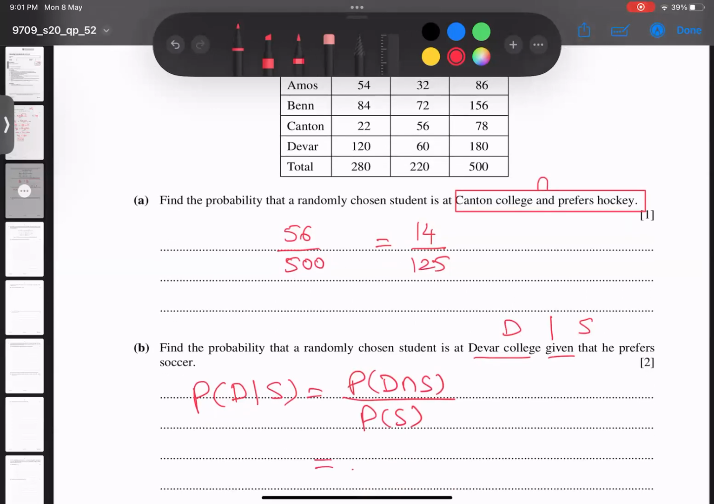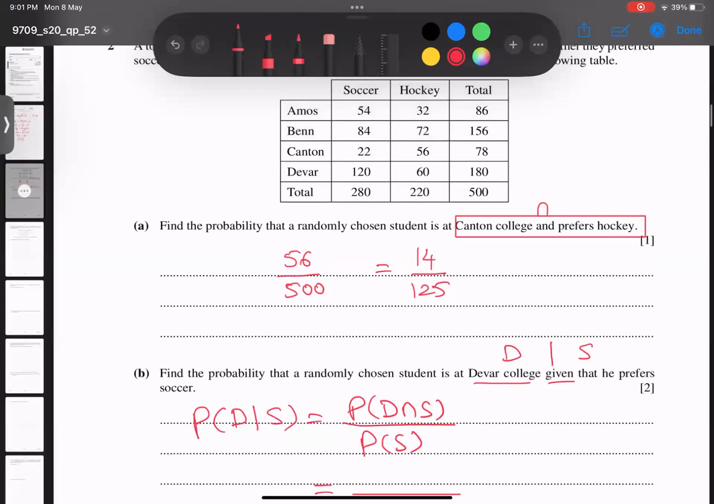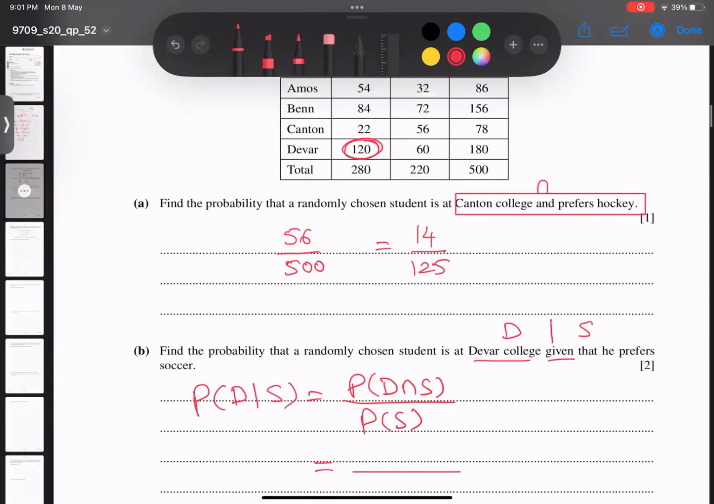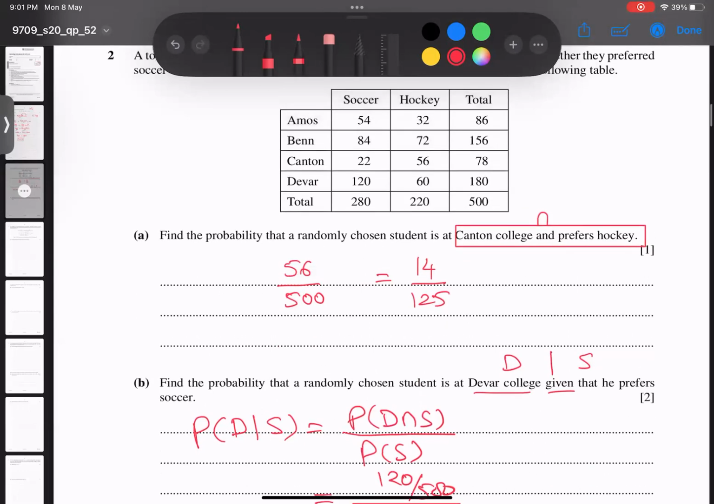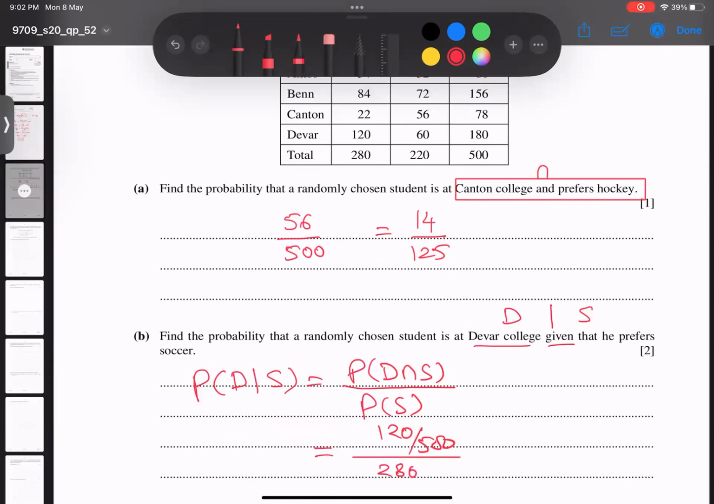Let's try to solve it, students. What is the probability of D intersection S? D with soccer is here, so 120 divided by 500. And what for S? S means just soccer. Soccer students are total 280, so I take 280 divided by 500.